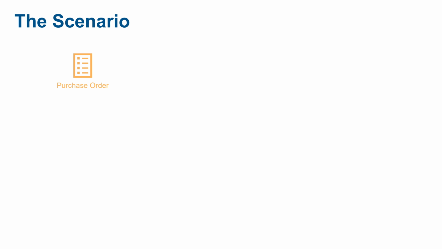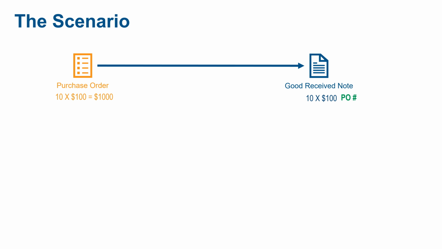So let's take a scenario. I've got a purchase order with 10 times $100, which is $1,000. We've created that purchase order. When the goods are received at our warehouse, the warehouse manager will check that the PO is correct: 10 items at $100 per item. That's all good. We can tick that off.